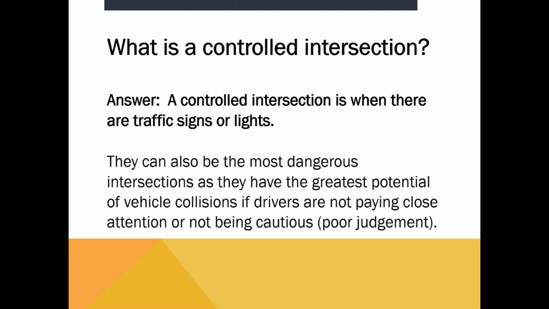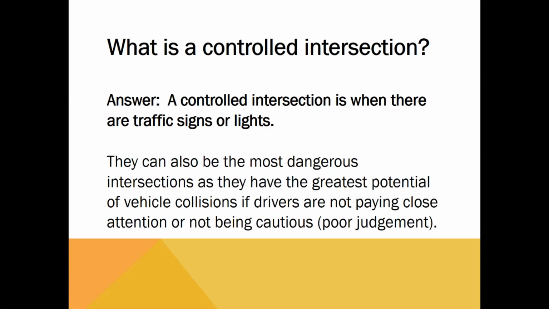So, in your controlled intersections, a controlled intersection is where there are traffic lights and signs. It's very important to pay attention because they can also be the most dangerous intersections. Even though they're controlled by traffic lights, there's often a lot of things that could be going on in an intersection, especially as they get bigger. The larger ones definitely have the greatest potential for vehicle collisions, especially as drivers are making left-hand turns or there's pedestrians. There's just a lot of things to go along with it.